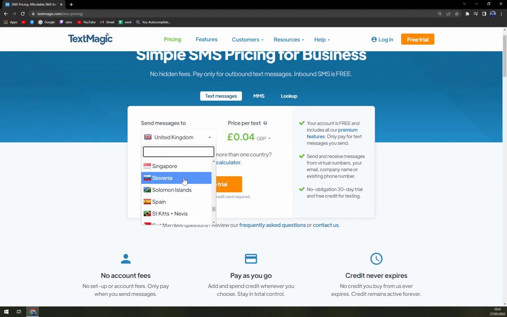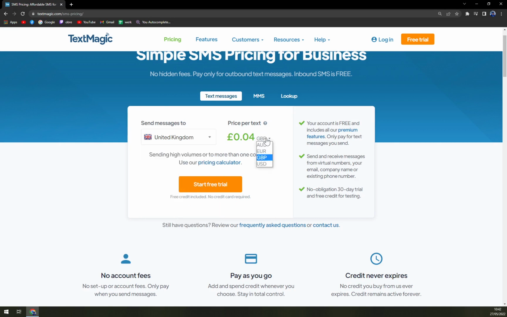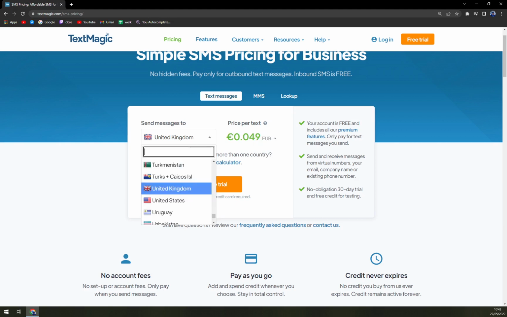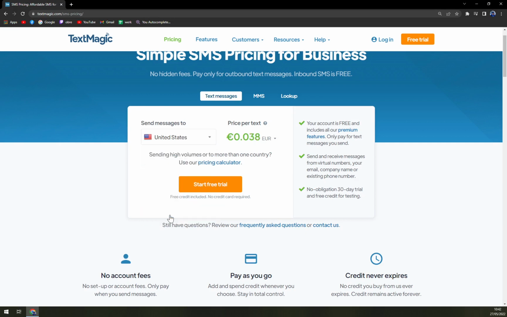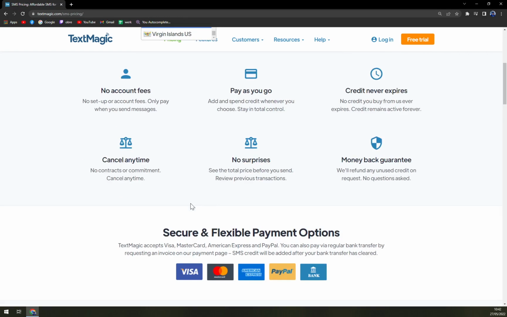So most definitely not all the EU countries, but I mean, there's a lot of them. Dominican Republic, but not Slovakia. That's very, very weird. And also, yeah, United States, Uruguay, Uzbekistan, and many, many more.